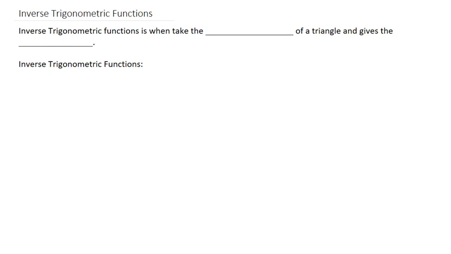Inverse trigonometric functions. Inverse trigonometric functions is when we take the ratio of the sides of a triangle and it gives you the angle. So instead of looking for the ratio like we did in the last video, we're now looking for the angle.